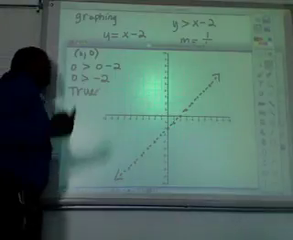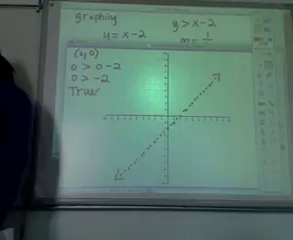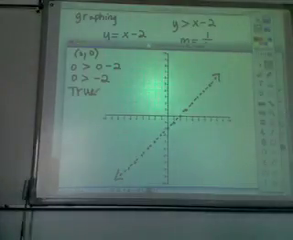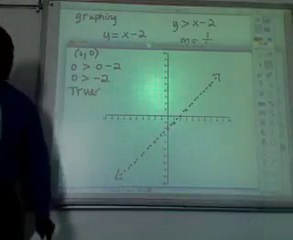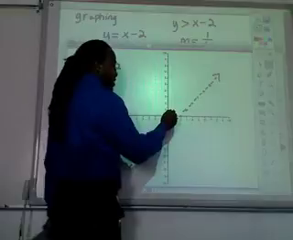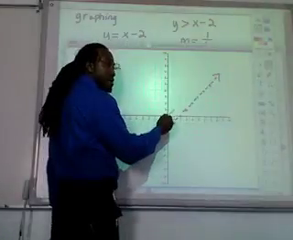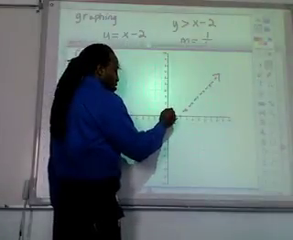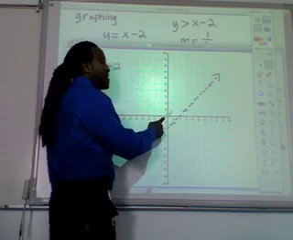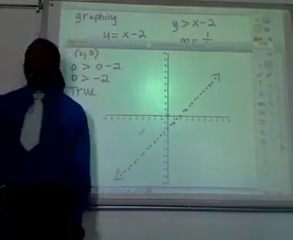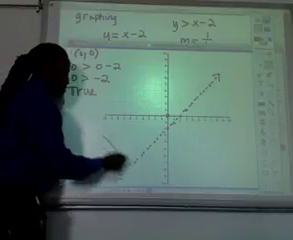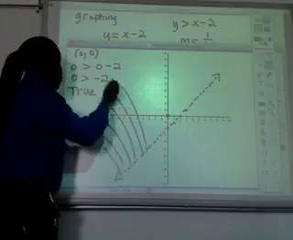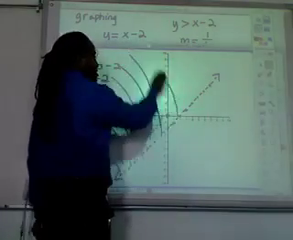So therefore, what do we say about true or false? If it's true, what do we do? We shade the area that our test point is located in. Where would our test point be located? It's going to be located below or above my line? Above. So therefore, if this point is true, then everything above this line is going to be shaded in, and it represents what? Being what? True. It represents being true.